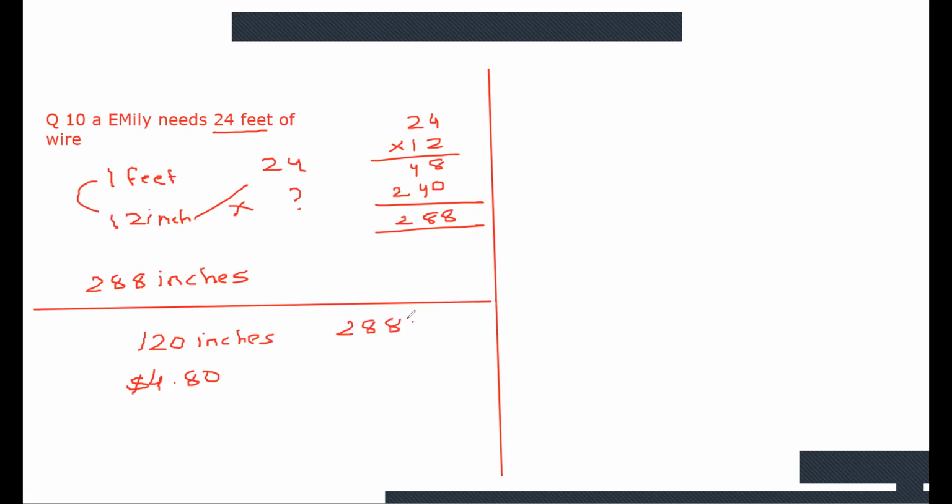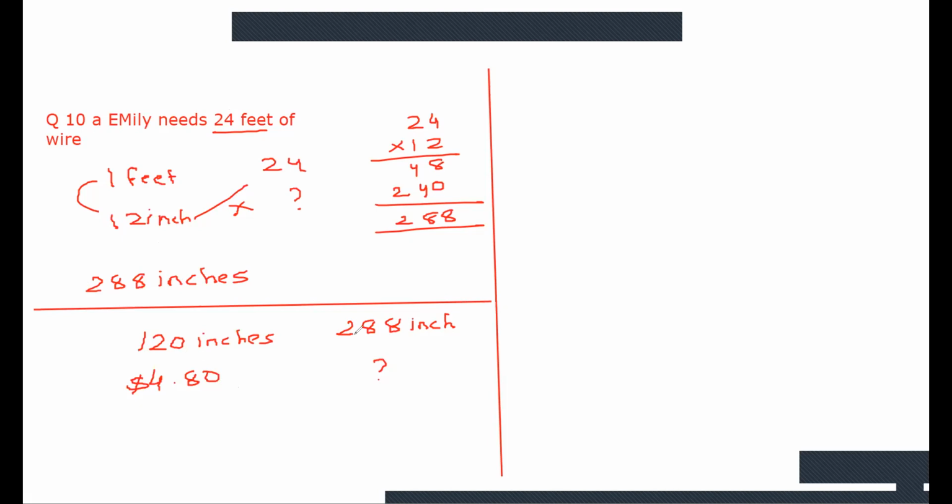Girls, first thing understand the question. For 120 inches, $4.80 is given in the table. For 288 inches, how much? Girls, where did this 288 come from? From this 24 feet, because I multiplied 24 feet by 12 to convert it from feet to inches.